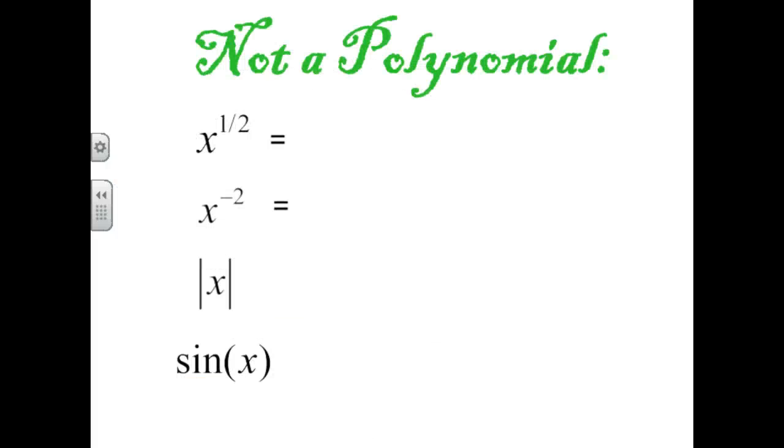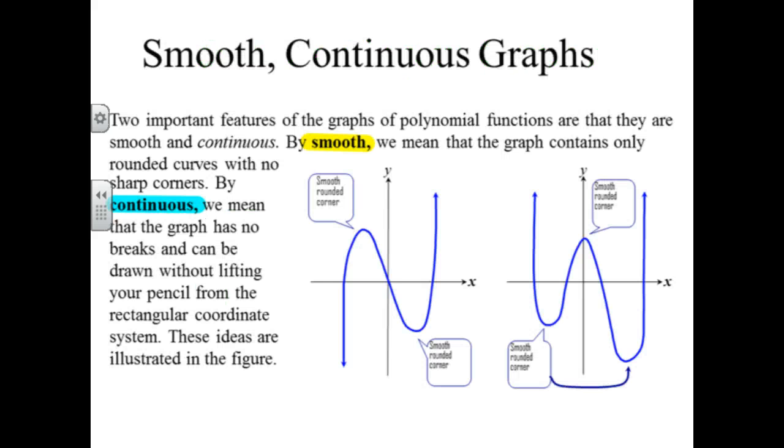Sometimes it's easier to talk about what you cannot do. So again, you can't raise it to a fractional exponent, no negative exponents, can't take the absolute value of it, and you can't even take the sine of it. No longer a polynomial. You can't do anything to x except raise it to a positive integer. No fractions, no decimals. It's got to be smooth and continuous. Those are two key words, smooth and continuous.